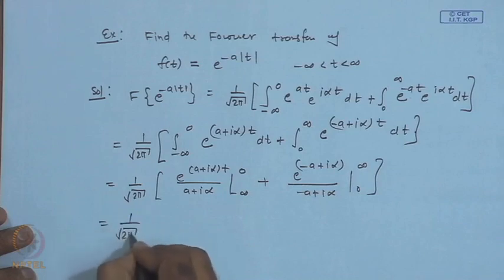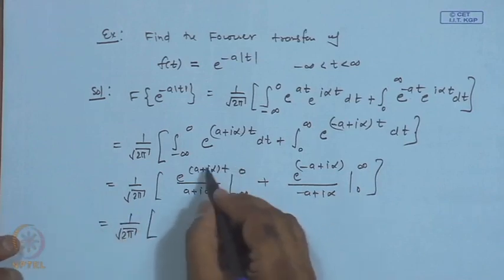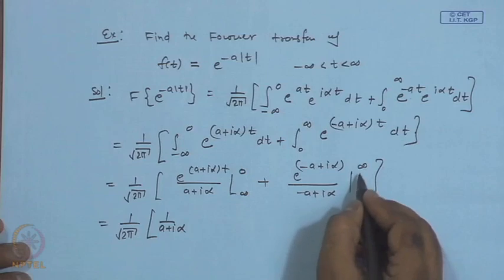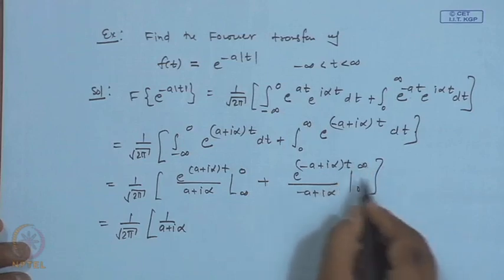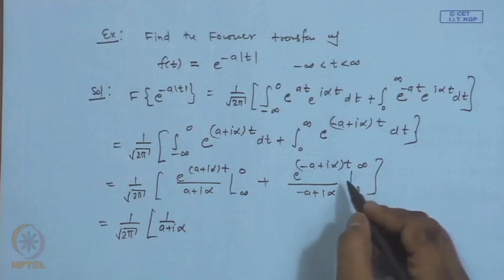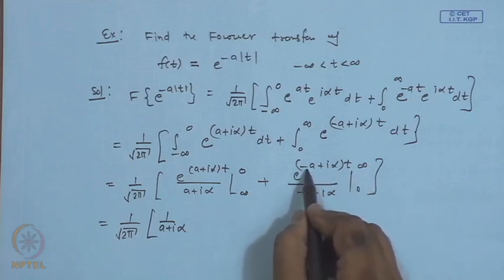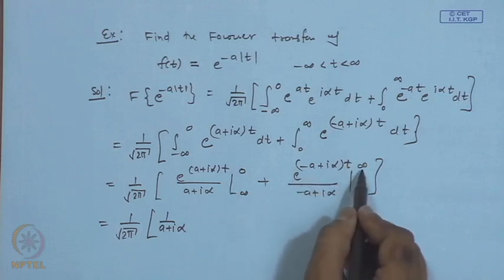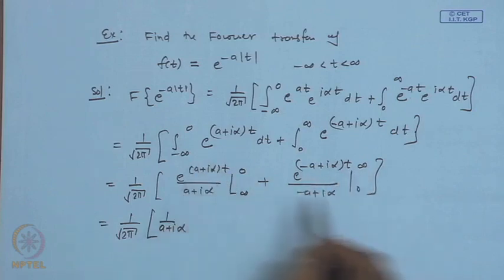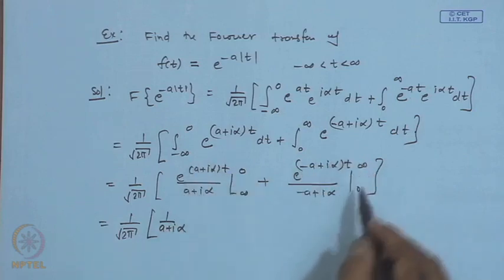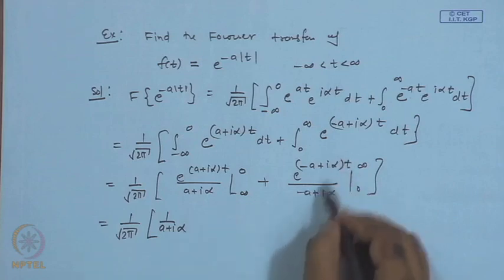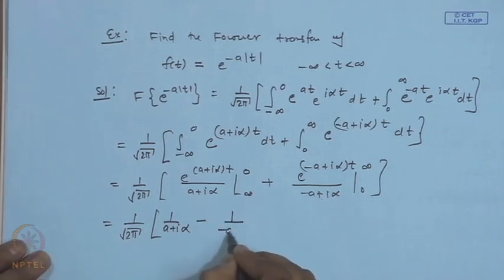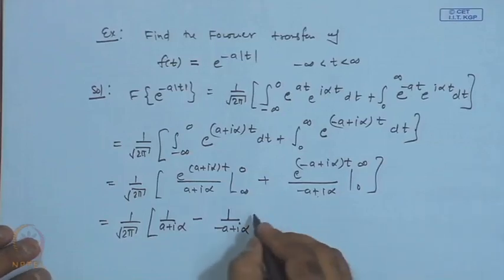So 1 over square root 2 pi, and when we put 0 we get 1 over a plus i alpha. At minus infinity this term will go to 0, and similarly when t approaches infinity this term will go to 0, because we have e power minus a t multiplied by e power i alpha t. So that is bounded, and e power minus a t, for the same reason, will approach 0, and we have minus 1 over a plus i alpha, minus a plus i alpha.